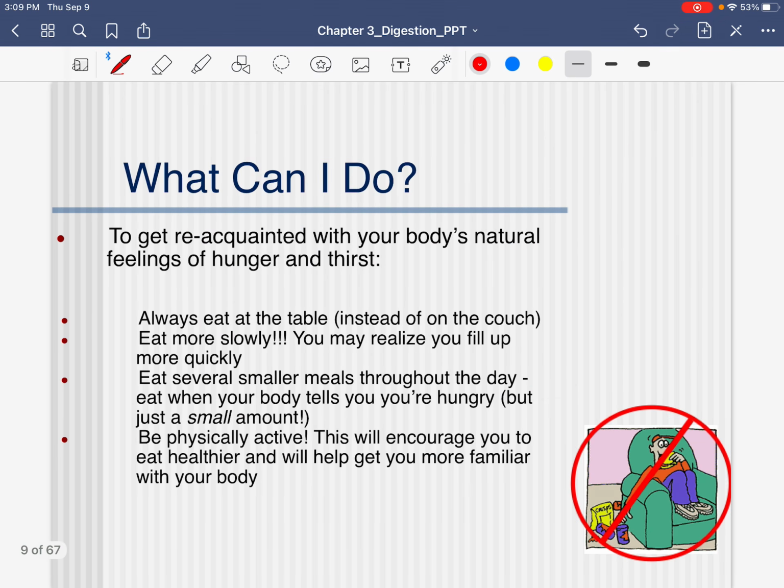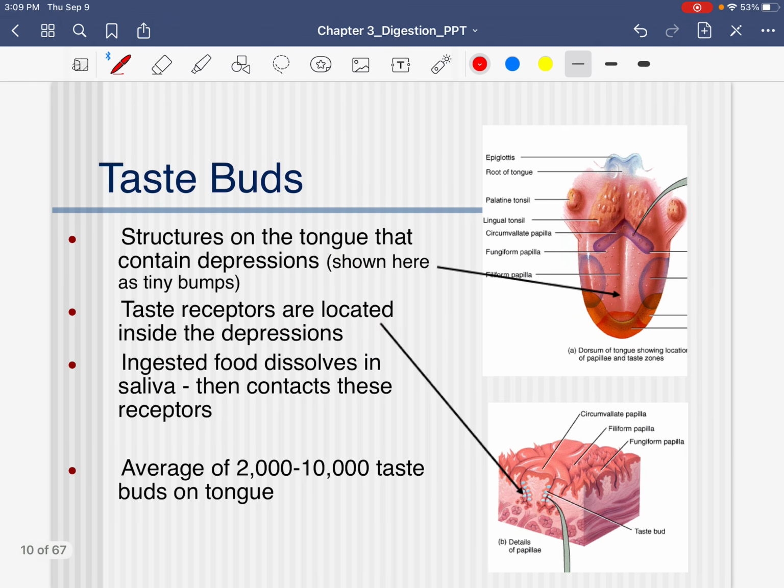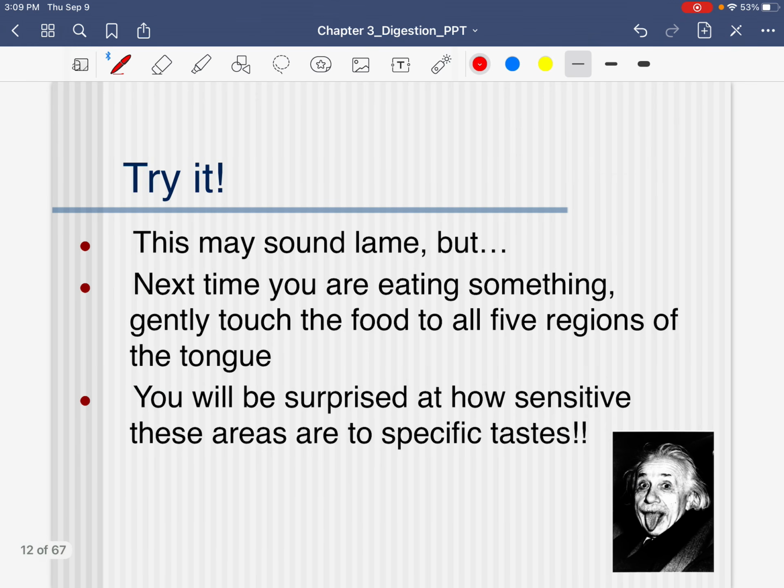Okay, so interesting stuff here, but none of this will be on a quiz or exam. Here are some things if you would like to get reacquainted with your hunger and thirst for that matter, but again, not on any quiz or exams.